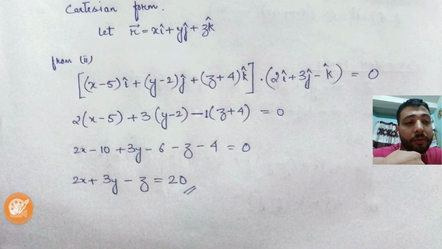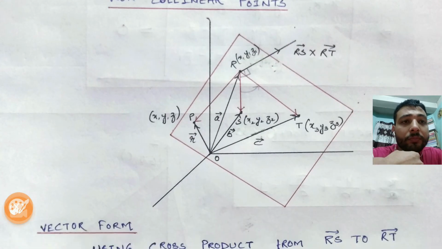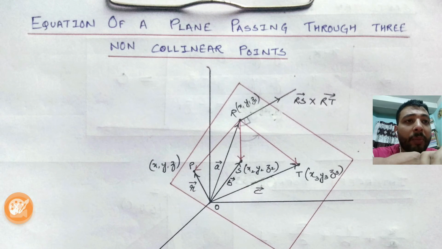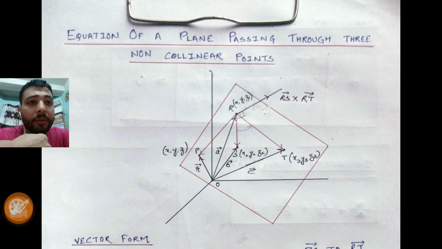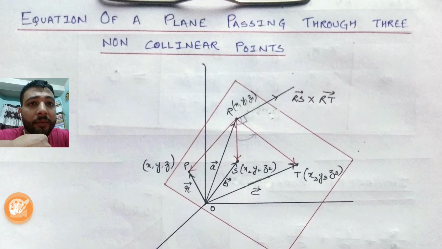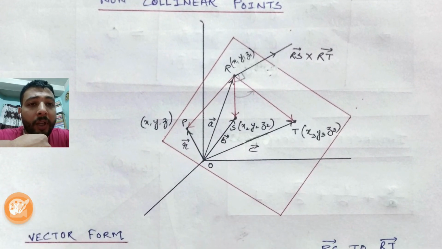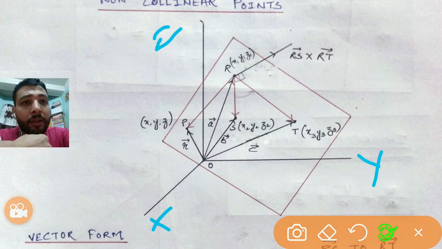Now let's go to the next topic, equation of the plane passing through three non-collinear points. Okay, so now here you need to understand the diagram nicely. What I have done, I have drawn the xyz plane. Please write it. This is x-axis, this is y-axis, this is z-axis.